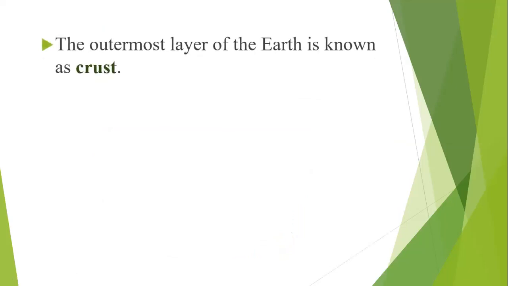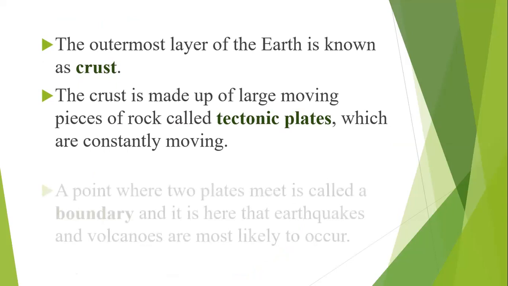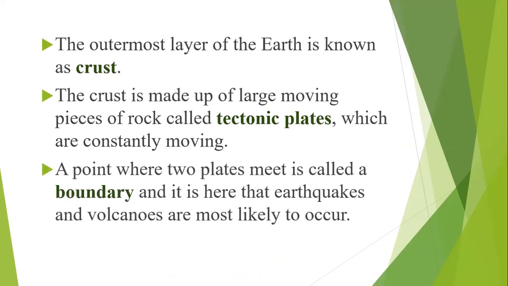So as you know, the outermost layer of Earth is known as crust. The crust is made up of large moving pieces of rock, and these large moving pieces of rock are known as tectonic plates, and these tectonic plates are constantly moving. A point where two tectonic plates meet is called a boundary, and it is here that earthquakes and volcanoes are most likely to occur.